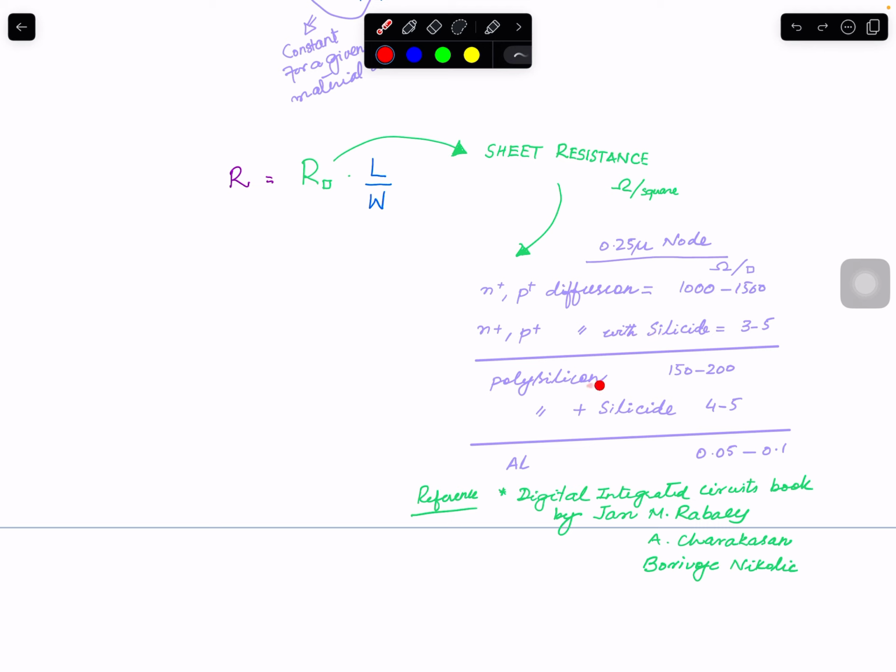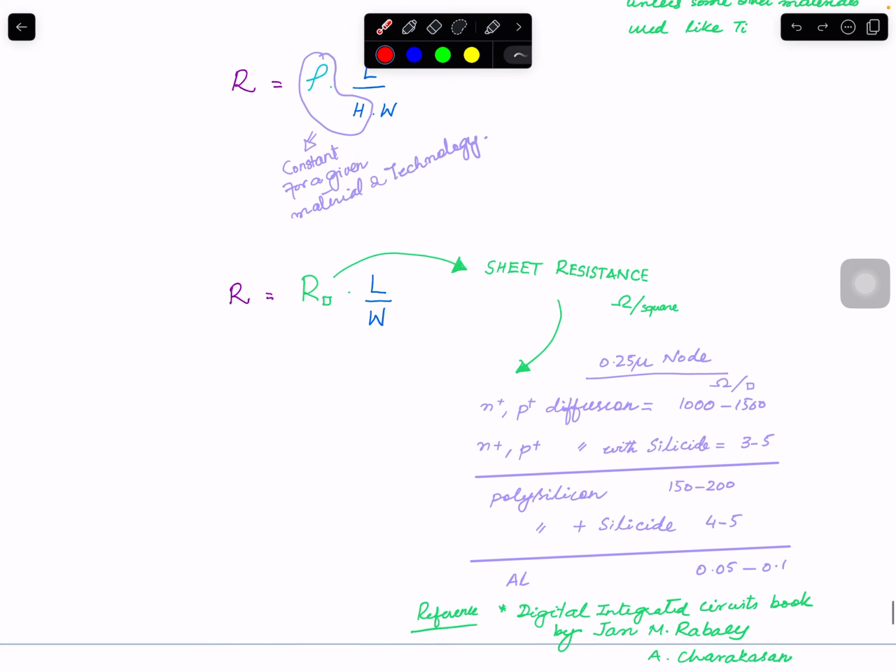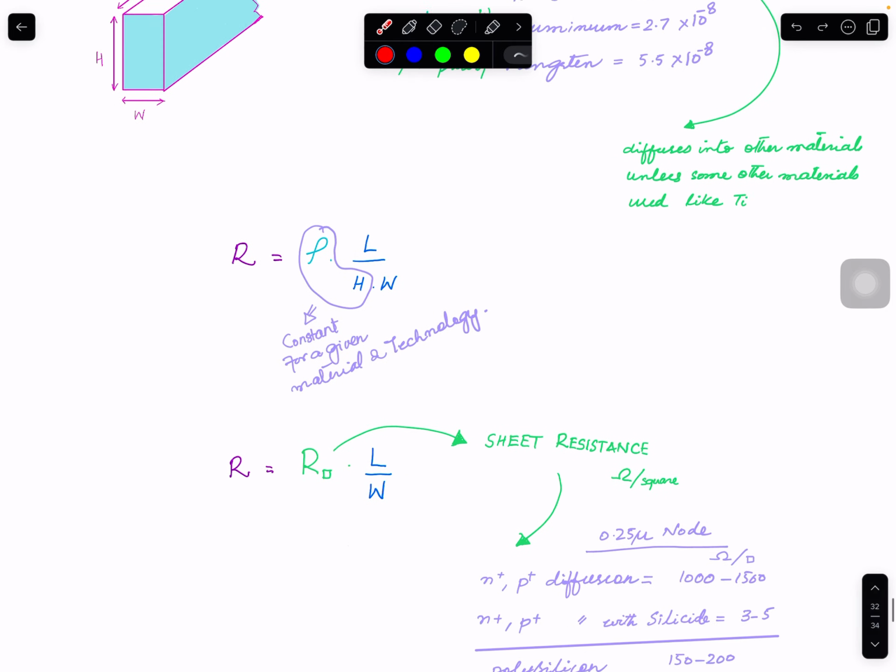Similarly, polysilicon on its own is 150 to 200, but when you add a silicide, it's 4 to 5. By the way, in comparison, aluminium, which is higher resistance than copper, is 0.05 to 0.1. Compare that number to these numbers. You will understand why we want to go into metal. I think that's all on resistance. I think that's enough.